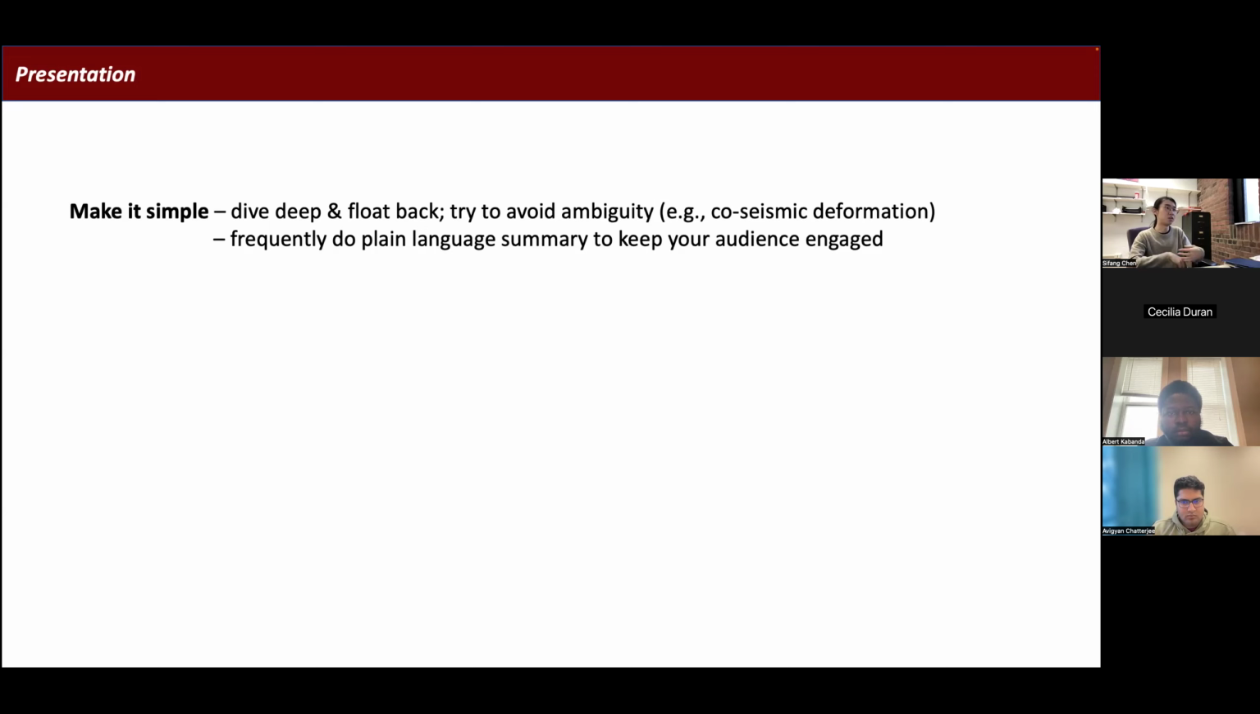It's for the same word, like co-seismic deformation, it can have different meanings in different communities. In the geodesy community, people will consider co-seismic deformation as a surface displacement from an earthquake. But in the earthquake physics community, they may consider it as a slip on the fault plane. So this may make some people confused in the following discussion. So try to have some extra explanation or use other words to avoid such ambiguity and make your talk clearer.